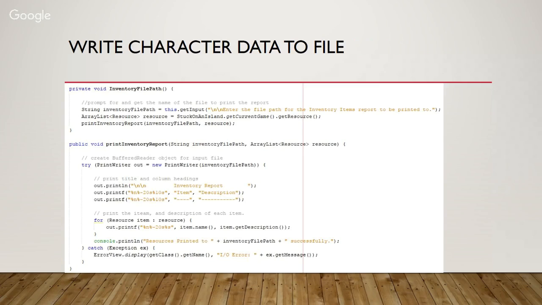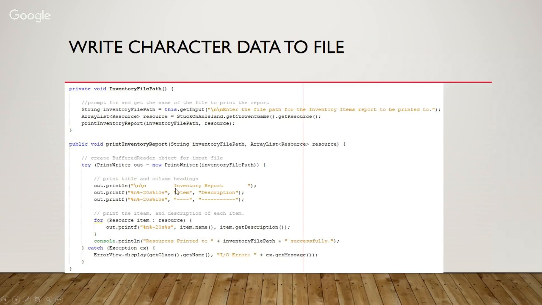So we're going to see how this works. The next slide. Pretty much you put in your file name, and then it's going to tell you if it's successfully printed. And then right here, it's going to get passed down to the print inventory report, and it's going to pass into our array list resource. So we're going to see it's going to use a try catch here to watch for any errors, and it's going to pass in that inventory file path and print writer, use that to print it to it. And that's the character string that we're using.